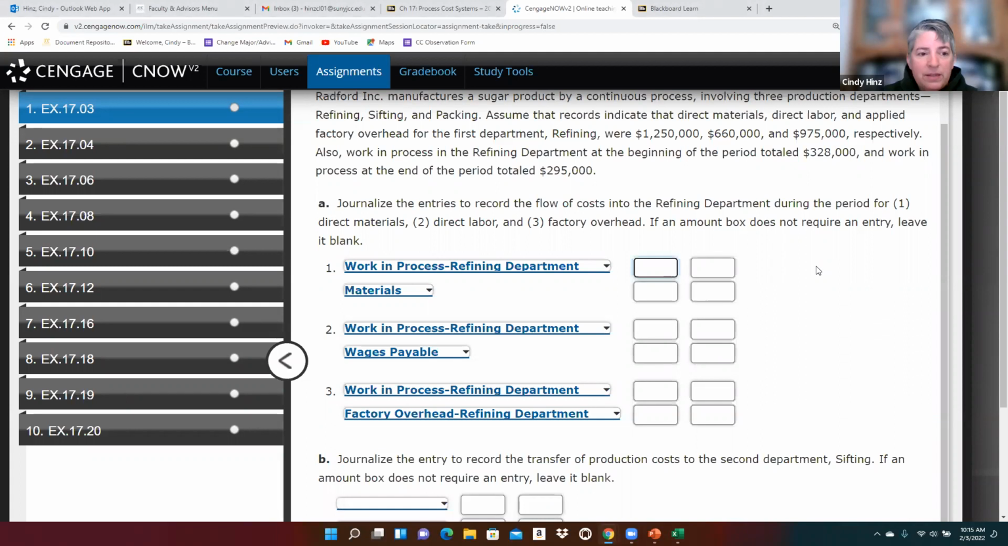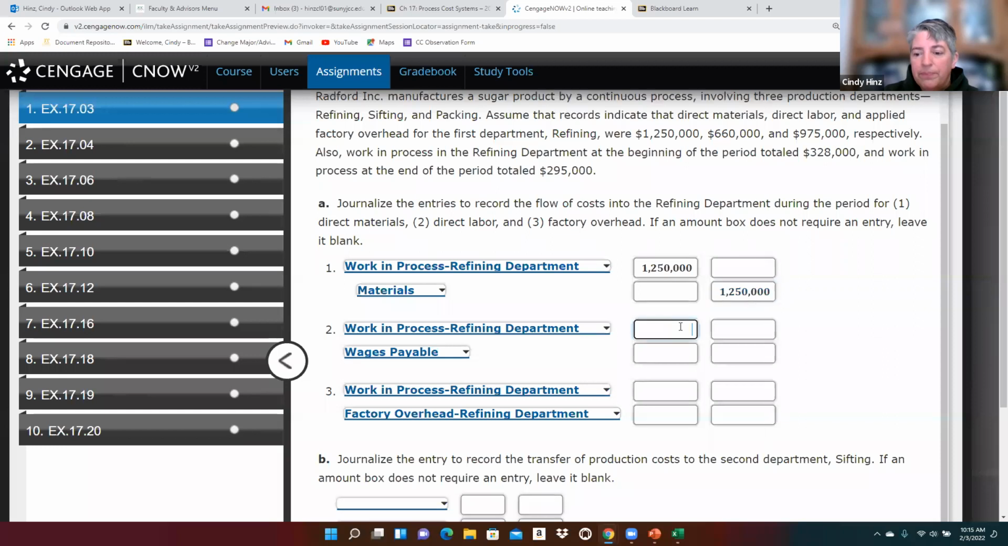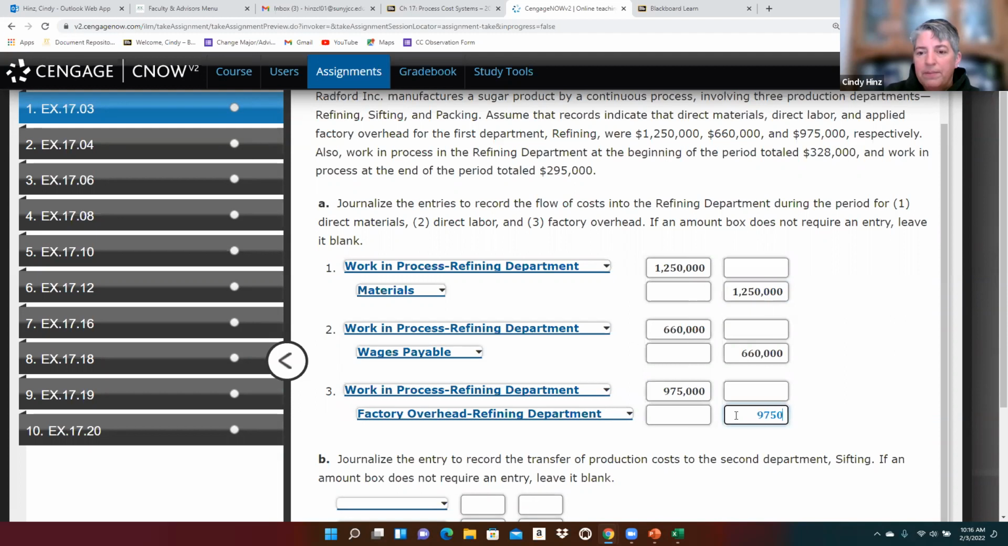So to finish up this step, we just need to put in the dollar amounts. Those dollar amounts were already given to us, so we just need to put those dollar amounts in. Debiting work in process for each one of those product component costs, and crediting materials, wages payable, and factory overhead respectively. Let me just make sure those are all the costs for the refining department.